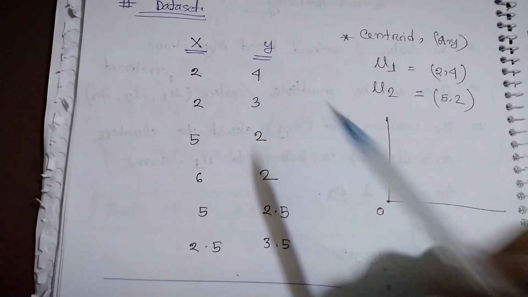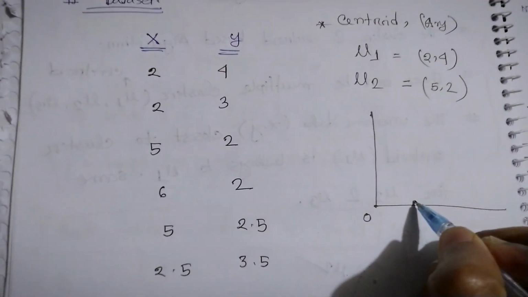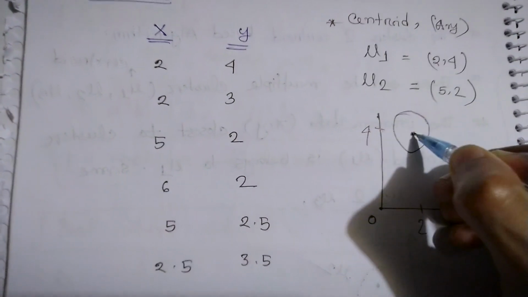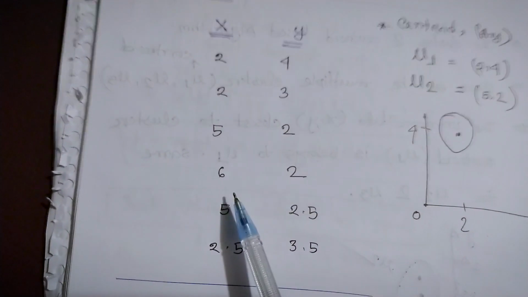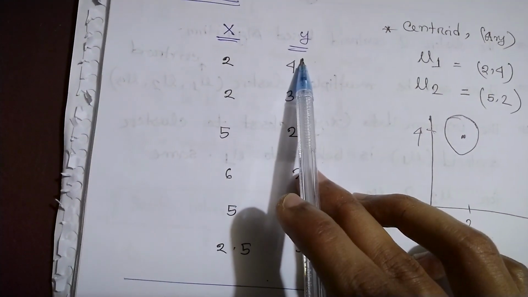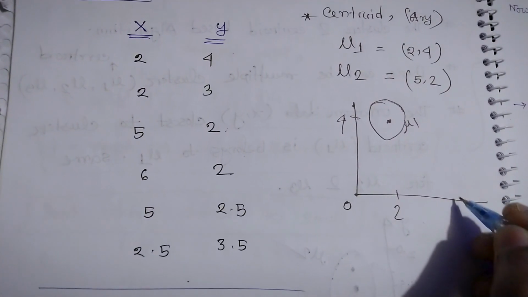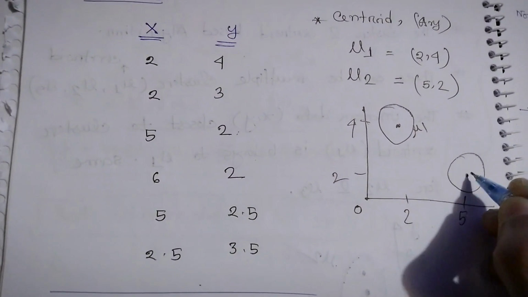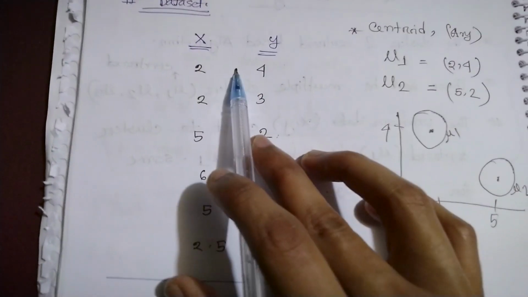Within this we need to define the centroid positions. So what is our centroid here? Suppose this is 2 and this is 4. So 2, 4 is our centroid. Now let's take another; it can be random. You can take 6, 2 and 2, 4 as centroids, or you can take 5, 2 and 2, 4. So we have taken 2 and 4 as centroid, which is mu1, and 5 and 2 as another centroid, which is mu2.